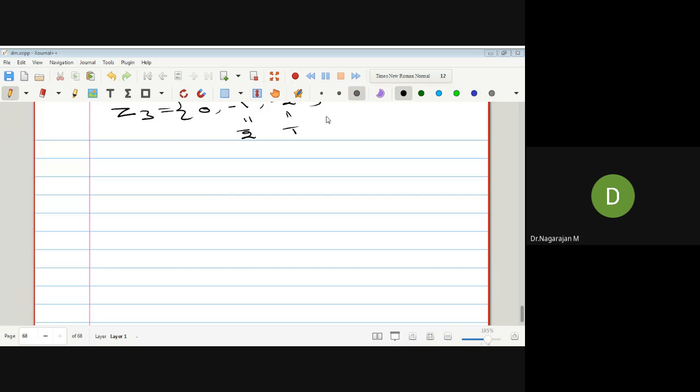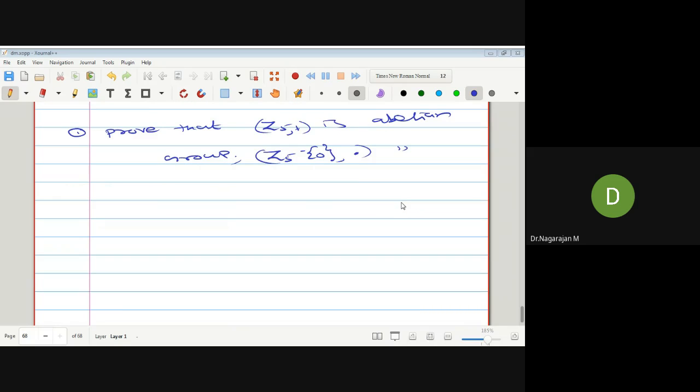Now I move to the example, which is an important problem. Prove that Z5, plus is an abelian group, and also Z5 minus the 0 element, the non-zero elements under multiplication, is also an abelian group. So how to prove this one? This is using the table format.